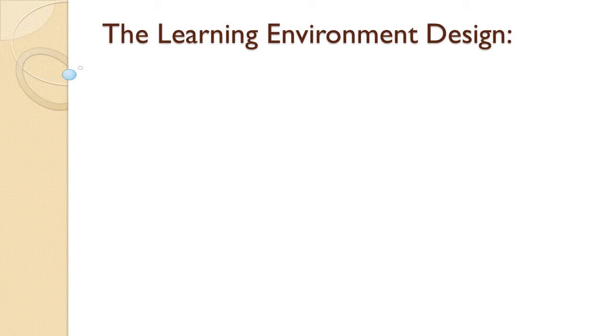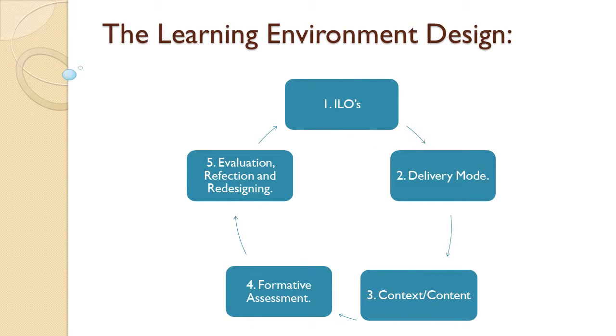The learning environment design. First is to identify the set of intended learning outcomes associated with the topic of interest. Second is to decide which delivery mode to use. Third, context and content involves resources and instruction given to students with regard to achieving the stated learning outcomes.